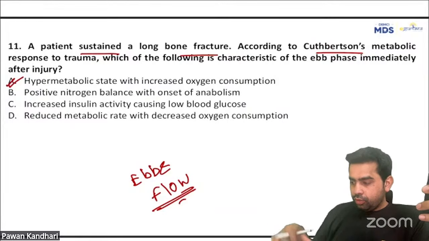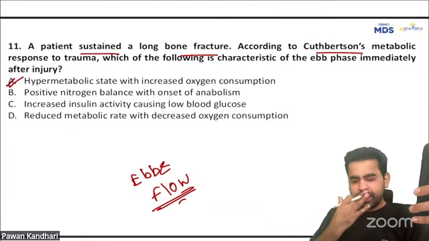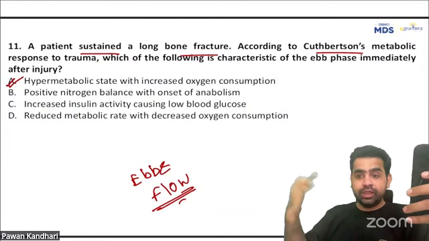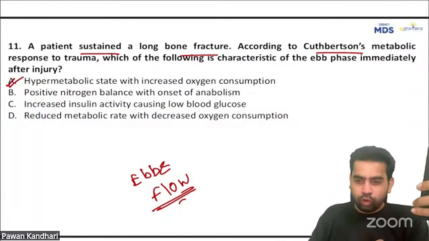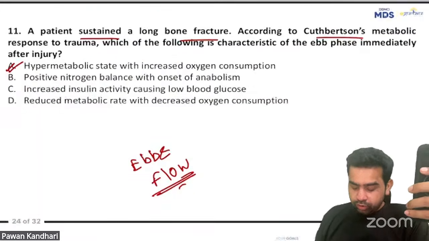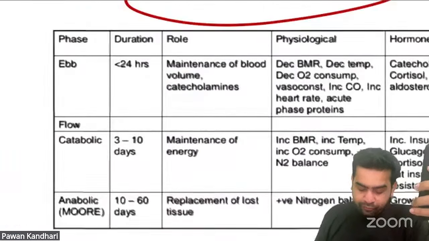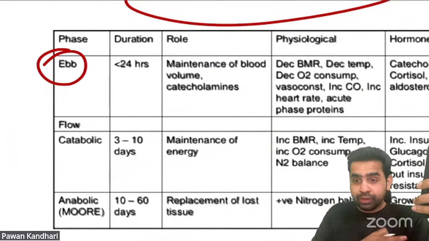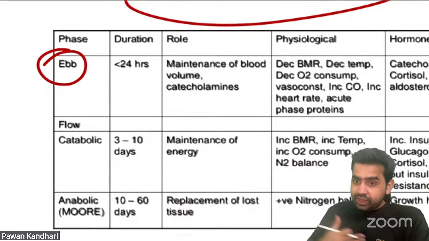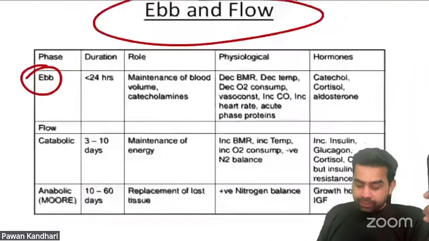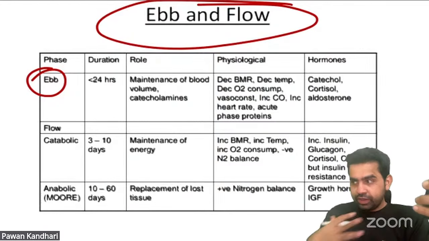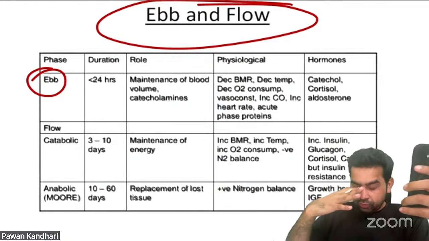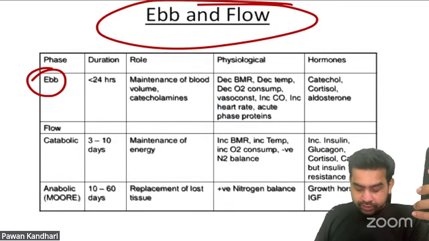Now in the body, if there is a significant trauma, an external trauma, or some major surgery is happening, our body is trying to conserve all the nutrients inside it. That is what is called an ebb phase. When the trauma is happening, the body will enter into the state of catabolism. So that is what you need to understand over here.